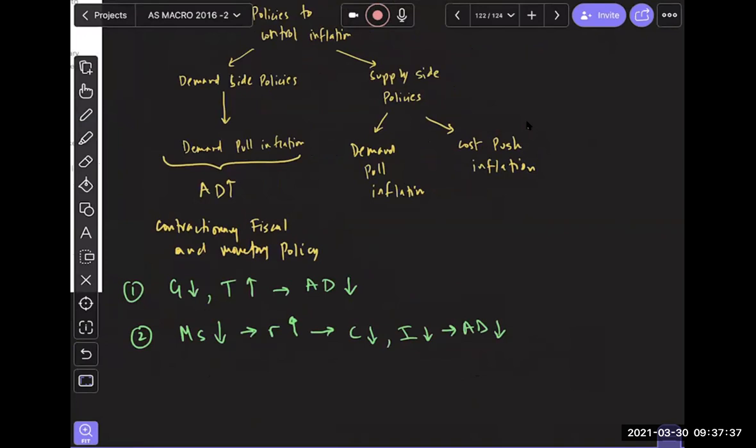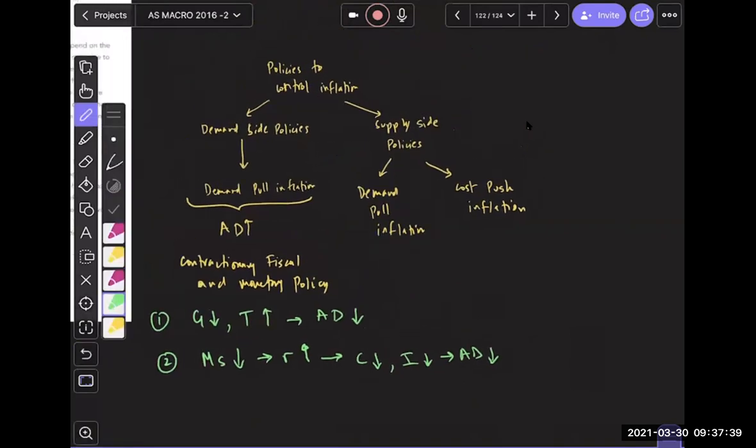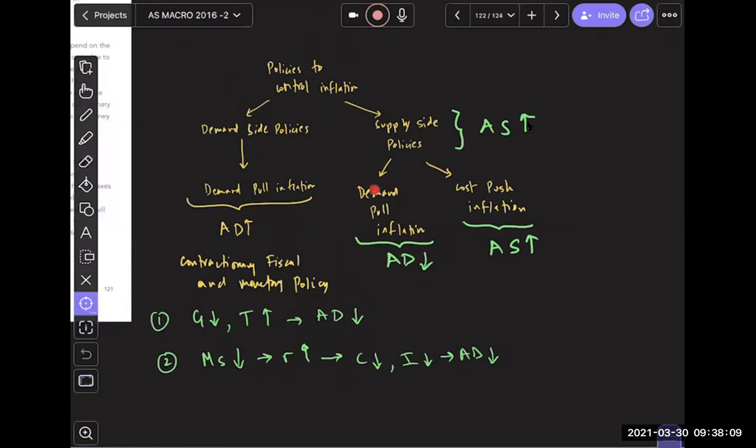But supply side policies, because they make the aggregate supply curve shift to the right, can control both demand pull and cost push. What is happening in cost push? AS is going down. What is happening in demand pull? AD is going up. Both can be fixed through supply side policies. So the biggest advantage of supply side policies, of course, is that they can tackle both kinds of inflation, demand pull as well as cost push. Does that make sense, guys?